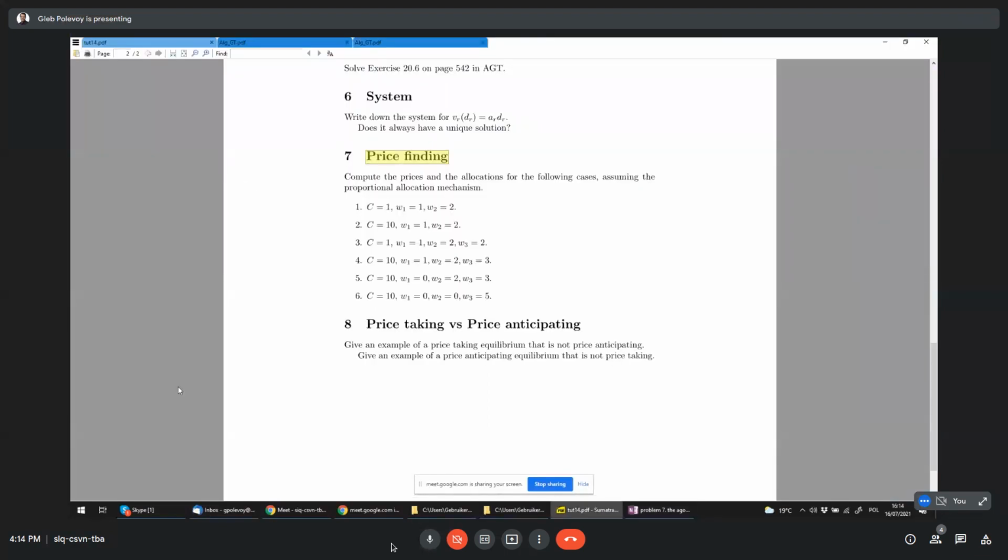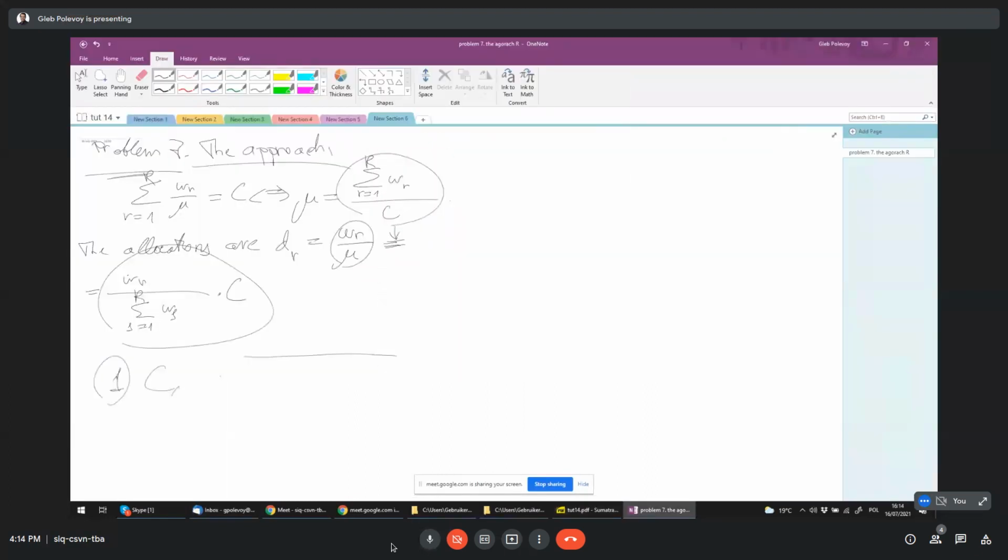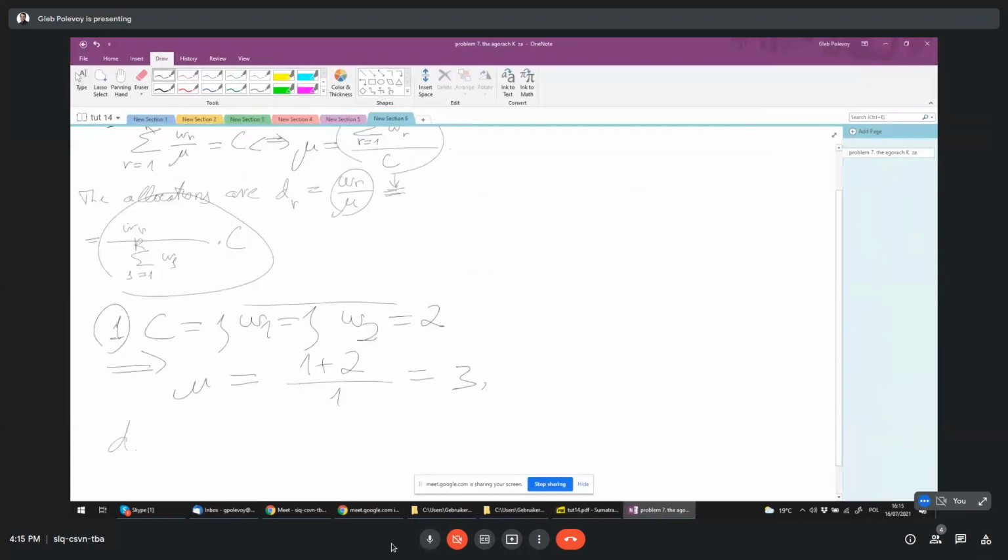So 1. C equals 1, W1 is 1, W2 is 2. Then the price is the sum of the W's, so 1 plus 2, divided by C. So it's 3. And the D that the first player gets is what she bids, 1 divided by 3. What the second player gets is what she bids, 2 divided by 3.